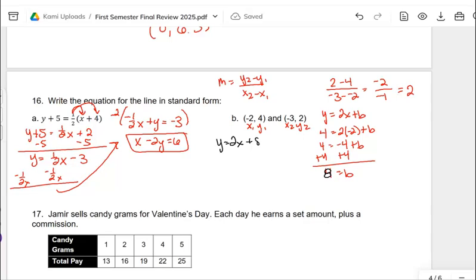So y equals 2x plus 8. Now I subtract the 2x from both sides because I'm putting it in standard form. Get negative 2x plus y equals 8. Multiply the entire thing by negative 1. So 2x minus y equals negative 8.